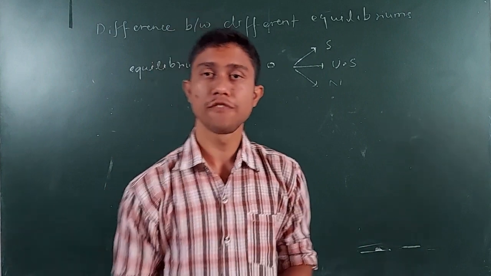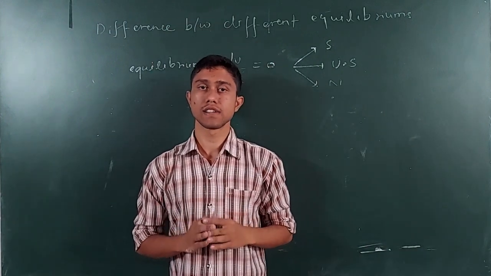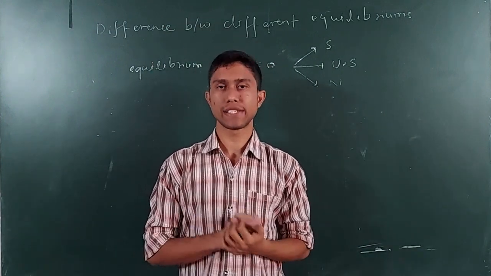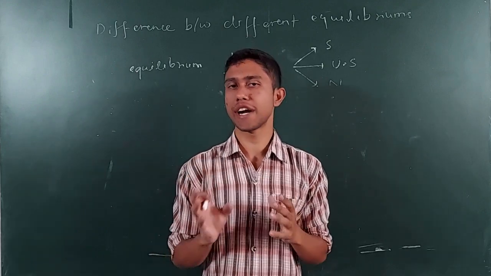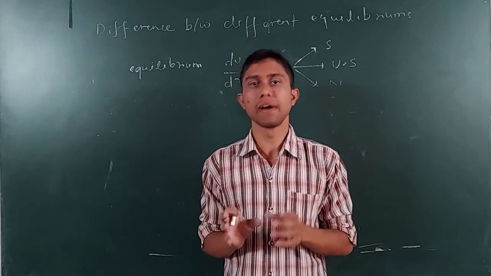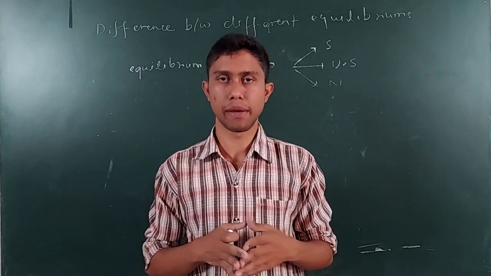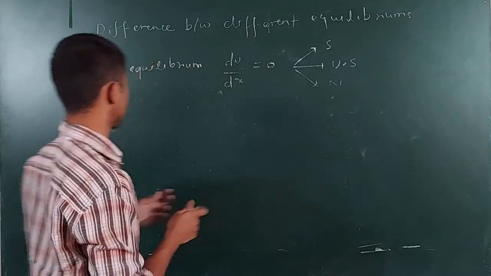So now we have understood a very important thing, that is d square u by dx square, and this term is going to help us to distinguish between these three types of equilibrium, that is stable equilibrium, unstable equilibrium and neutral equilibrium.